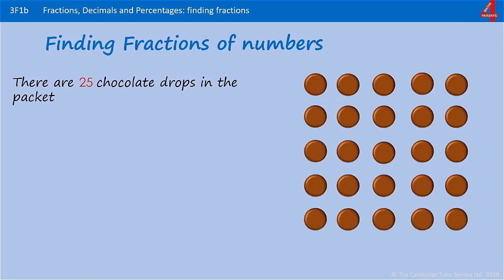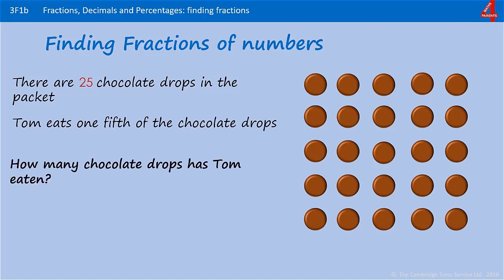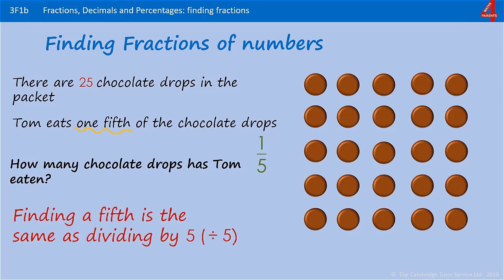This time we're looking for 1/5. There are 25 chocolate drops in the packet. Tom eats 1/5 of the chocolate drops. How many chocolate drops has Tom eaten? And remember that this is what 1/5 looks like, 1/5. When we're finding 1/5 of something, we're dividing by 5.